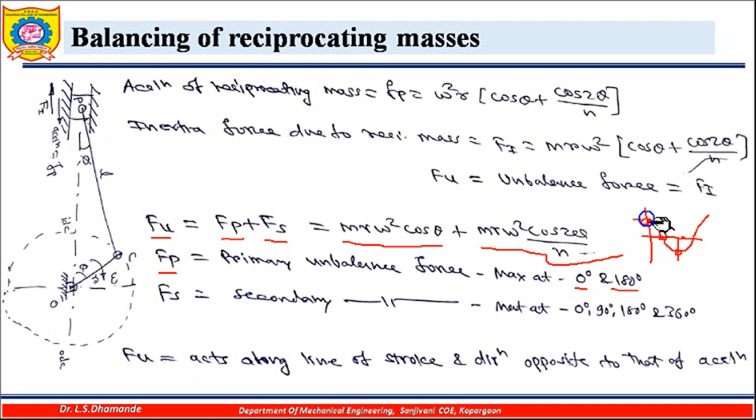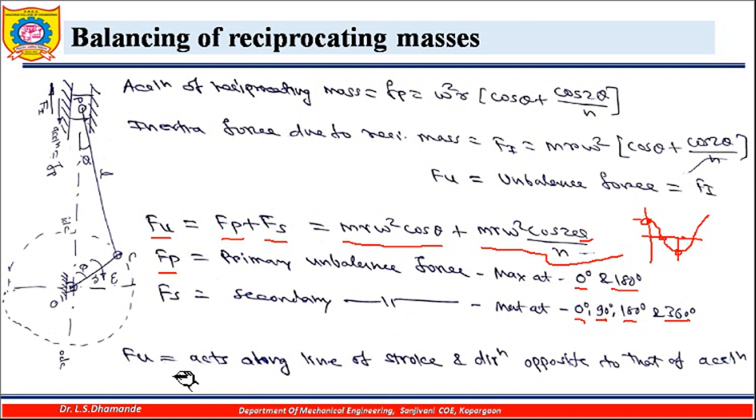So this is maximum over here, at 0 degree and 180 degree, while this particular secondary force, since it is 2 theta over here, so double the angle, will be maximum at 4 locations: 0 degree, 90 degree, 180 degree and 360 degree. At 4 different locations it will be a maximum force.